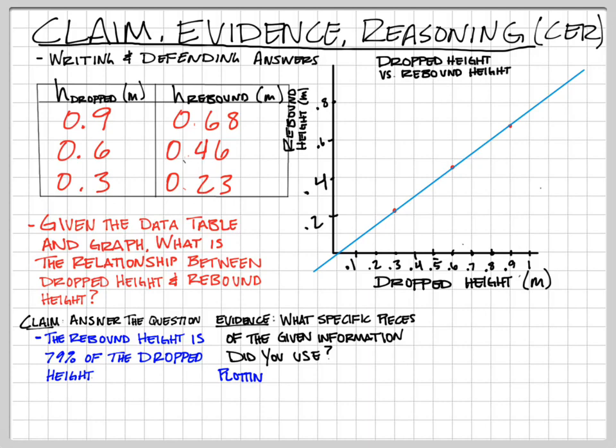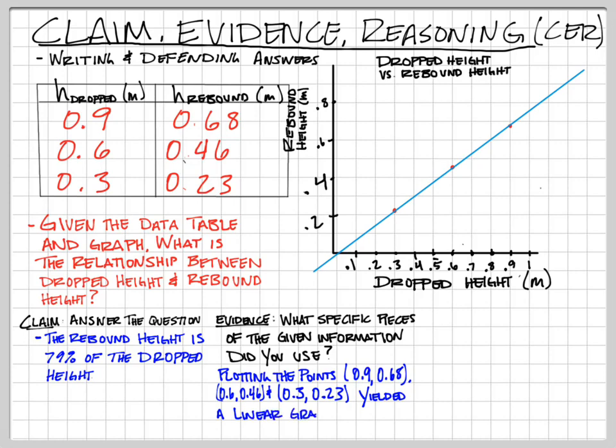If you state wrong evidence, it's going to count against you. And if you don't state enough evidence, it's going to count against you. So you need the pieces that you used. You don't need to tell me how you used it, just what you used. So we're going to say plotting the data points, then we're going to list those points: 0.9, 0.68, 0.6, 0.46, 0.3, 0.023. We got a line with the slope of 0.79. That's my evidence. Now, that's pretty brief, but we didn't need a whole lot of evidence in this. There wasn't a lot there.